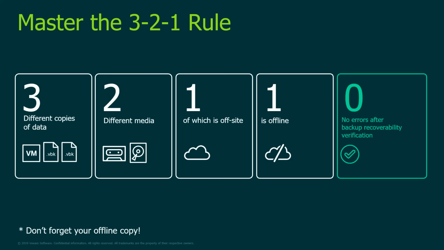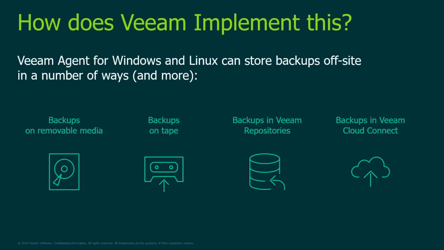Now, there's a lot of different ways to implement this. Here are some ideas that you can start with. Both Veeam Agent for Windows and Veeam Agent for Linux can store backups off-site in these ways and more. So removable media, I want to start here because that's harder to manage. First of all, I want you to be aware of that. That's really good for remote devices that are maybe in a ROBO or home office, that type of thing. But from a central IT standpoint, you have very little visibility other than maybe that the backup is happening.